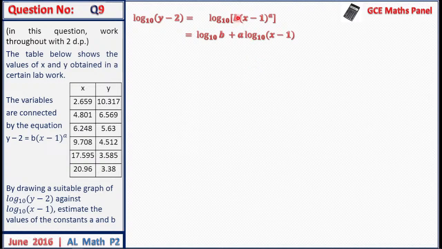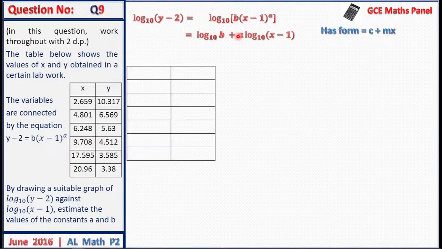Note that this is the product of numbers, right? From the first law of logarithm. Good. And then this power, you can bring it in front, from the law of powers. So this is what becomes of this relationship that exists, and it has the form c plus mx.